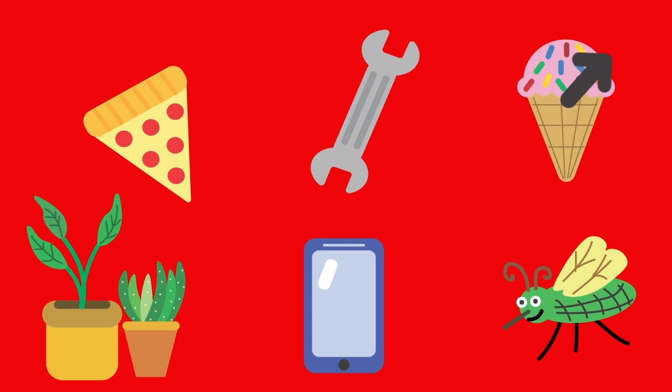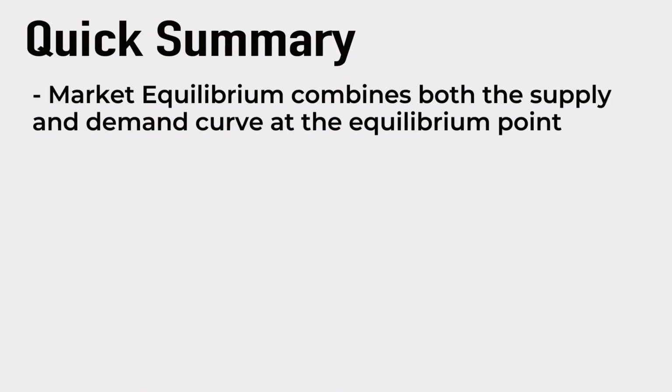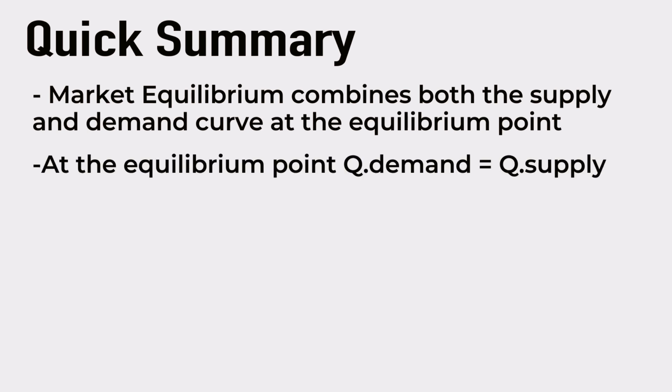Now, let's do our quick summary. Remember that market equilibrium combines both the supply and demand curve at the point at which they intersect, which is known as the equilibrium point. In equilibrium, the quantity demanded equals the quantity supplied, producing a fair price for both consumers and sellers.